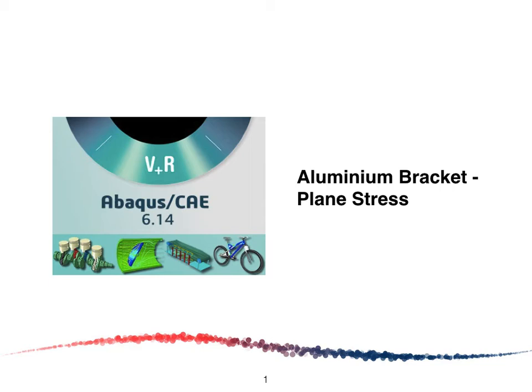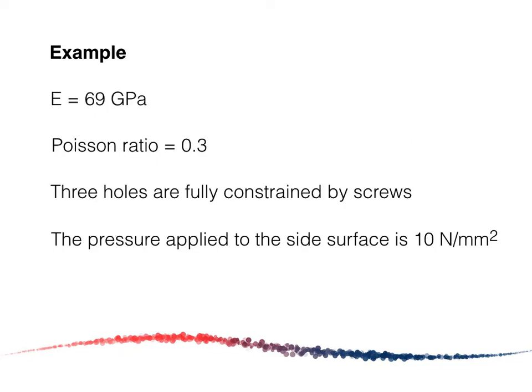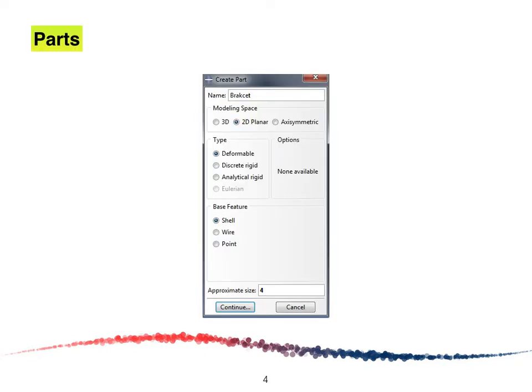This tutorial is about an aluminium bracket using plane stress. In this example, all the dimensions of the bracket are given as follows, and the material property is 69 gigapascal and the Poisson ratio is 0.3. Three holes are fully constrained by screws, and the pressure applied to the side surface is 10 Newton per millimeter square. First, we are going to create the parts.